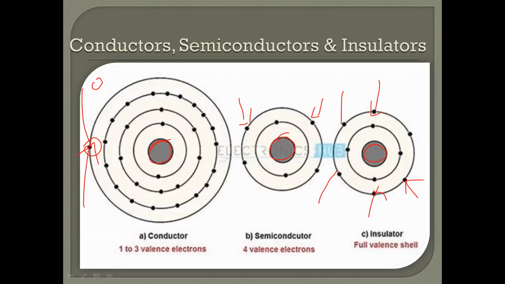If they are not free, they won't be able to move freely. That is why insulators will not be conducting electricity. In conductors, electrons are free because their ionization energy, meaning the energy required to take out an electron from the valence shell, is very less. So most of the time, these electrons will be free. They will not be revolving around the atom.